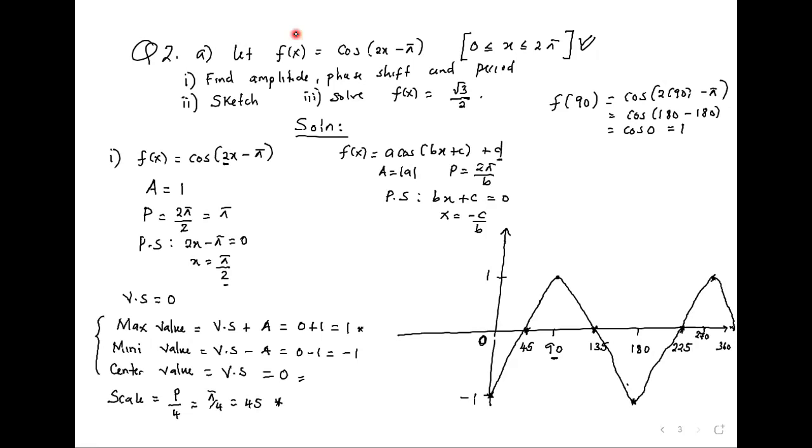So the y coordinates are coming from here. The maximum y coordinate will be 1. The minimum y coordinate will be -1. And the center y coordinate will be 0. We have known this before we go to the graph.